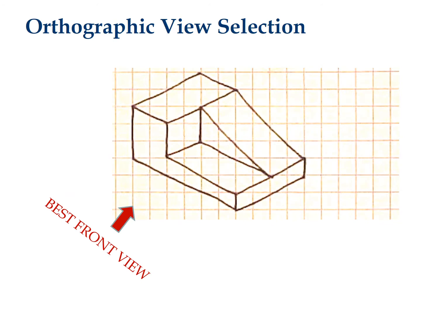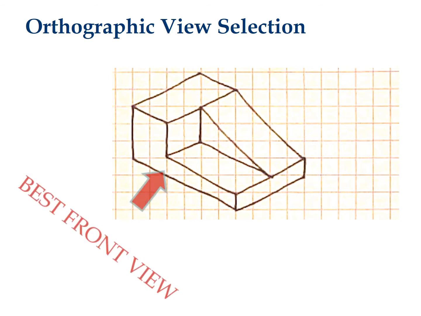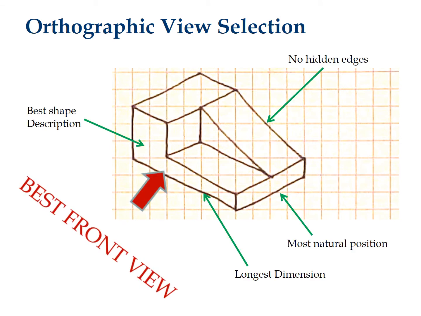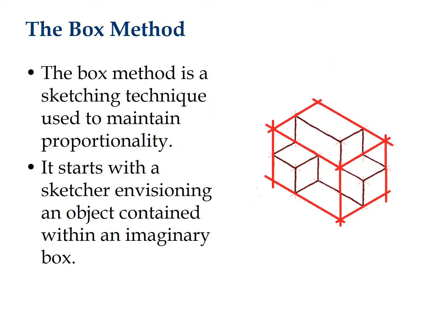Here's an example. So this object, the front view is facing towards the left. The best front view is being pointed towards right here. So that is recommended to be the best front view of this object. It has the best shape. It shows no hidden lines. It's got the longest dimension.